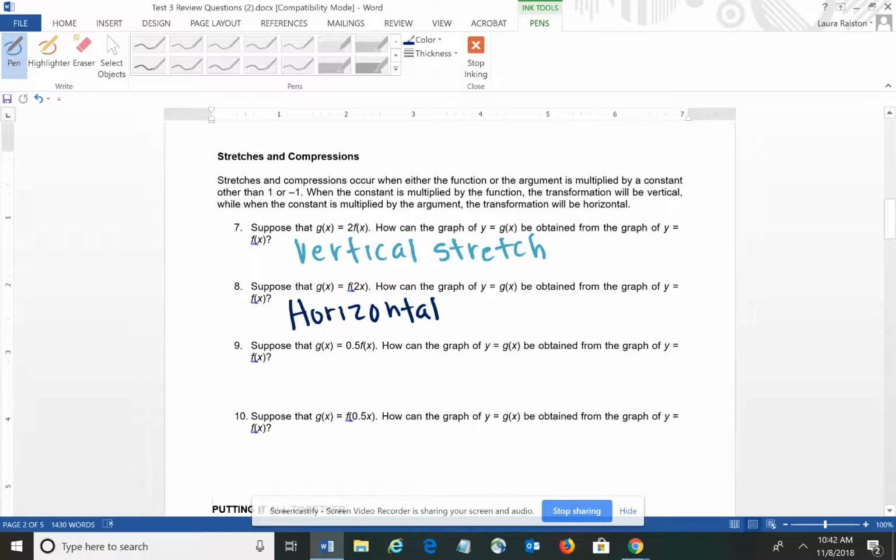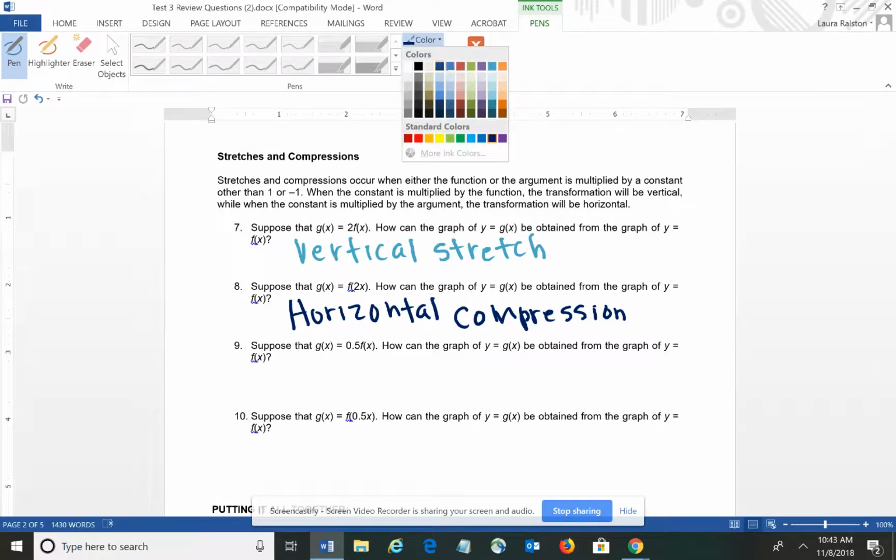It's really a compression. Again, it seems backwards. And the compression would actually be 1 over b, but it's a horizontal. It causes a compression of your graph.